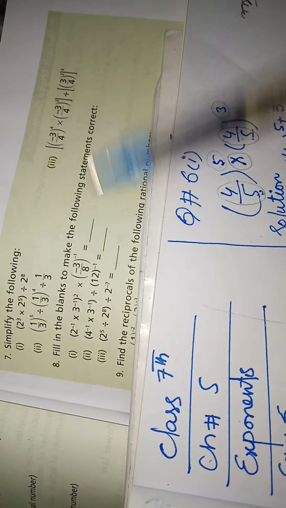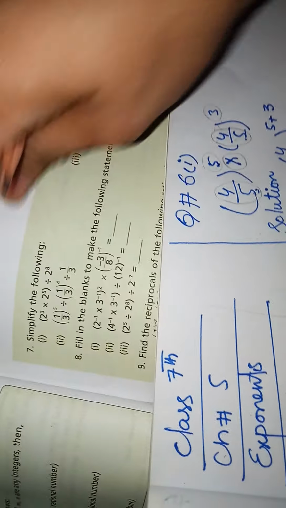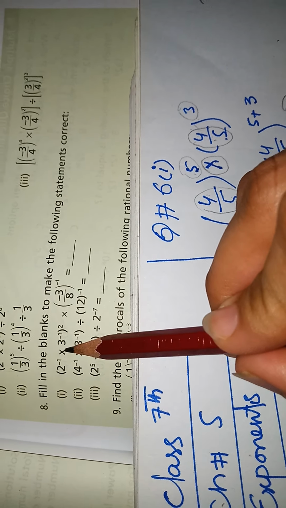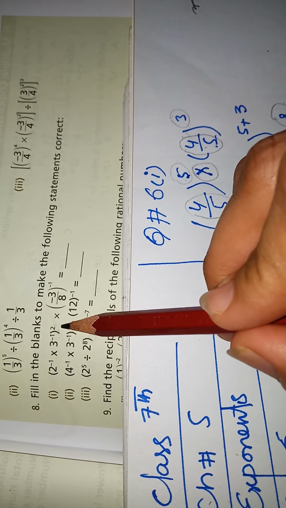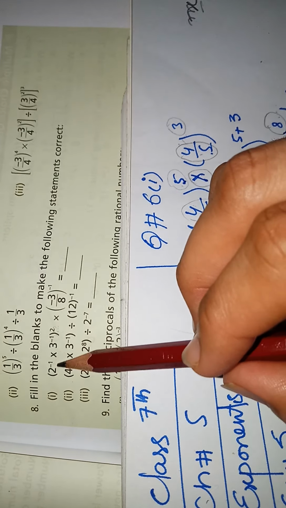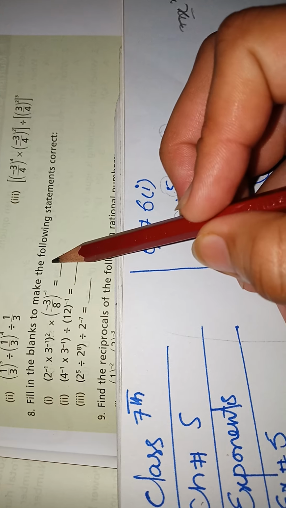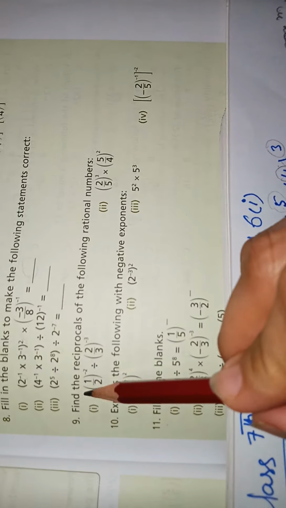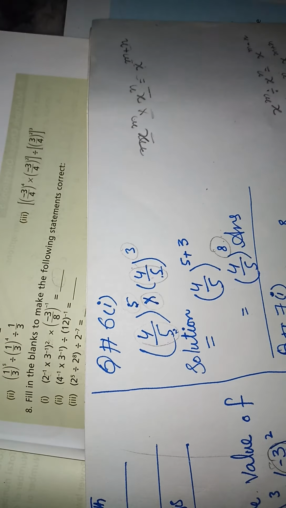Now here you have to fill the blanks to make the following statements correct. What is given here? 2 raised to power minus 1 multiplied by 3 raised to power minus 1 whole raised to power 2. So you have to solve these statements, and then you can give the answer over here to make the statements correct. So find the reciprocals of the rational numbers. How to find out the reciprocal in question number 8, 9.